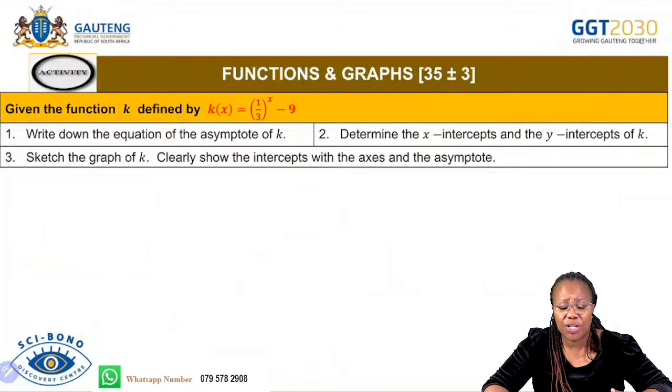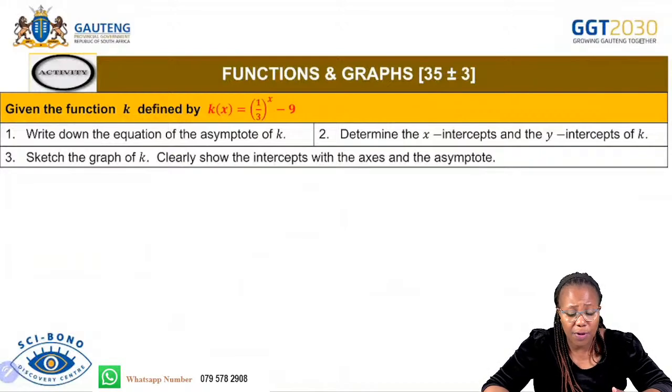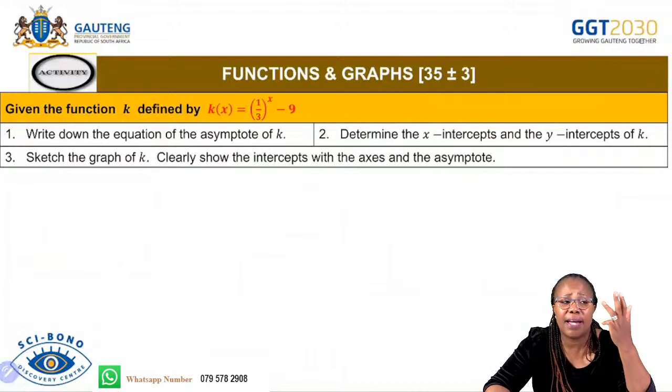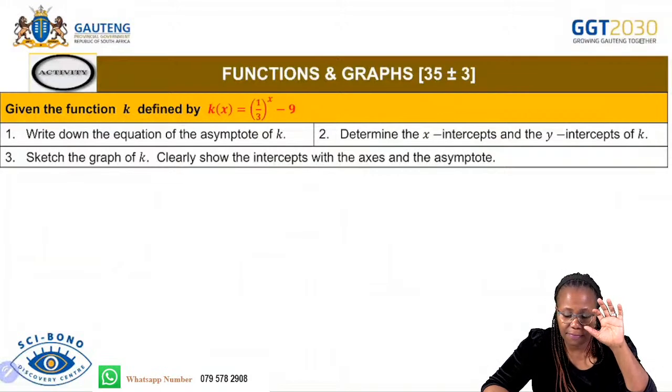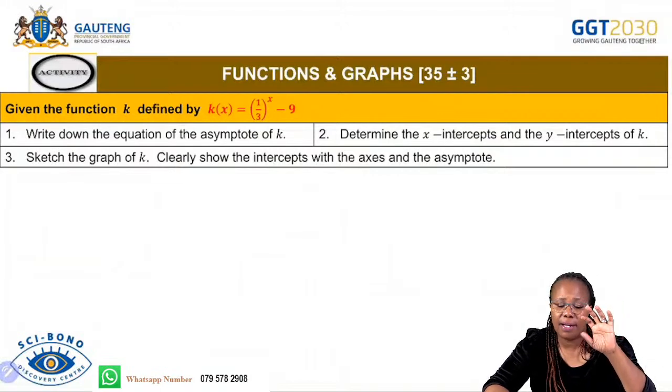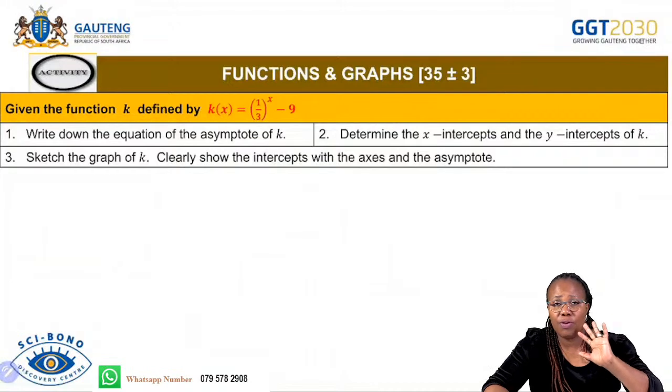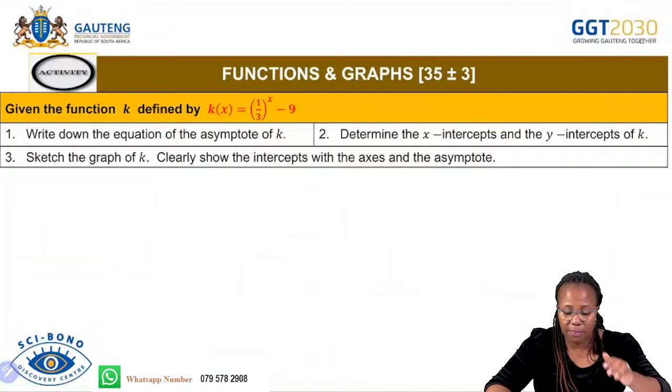Then we move to functions and graphs. Remember, we are dealing with 4 graphs. We have straight line, parabola, hyperbola, exponential. The last one, we have 5, a circle, semicircle, a positive and a negative one. You must know all of them, 5 of them, grade 12.